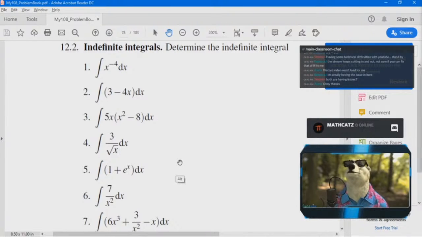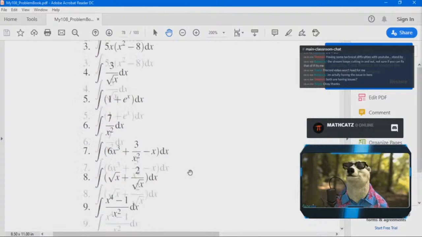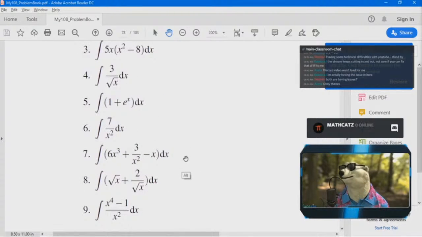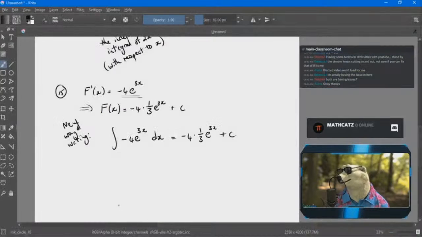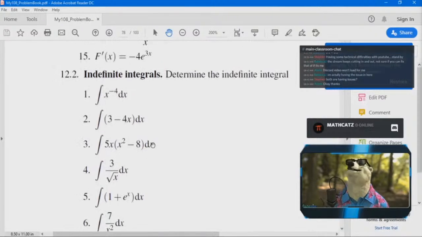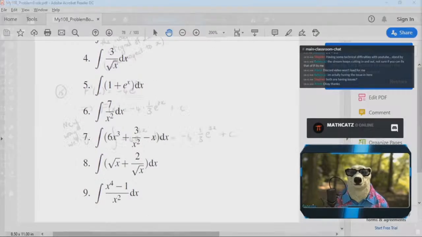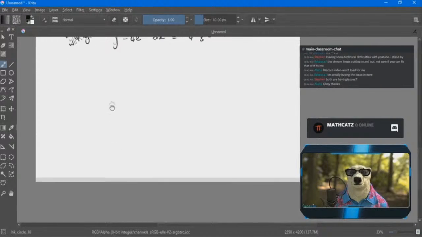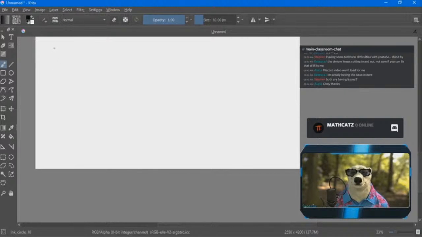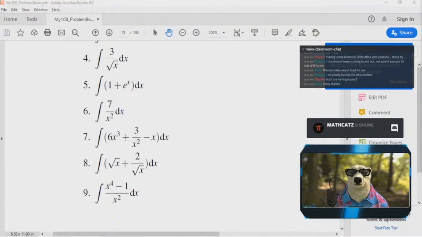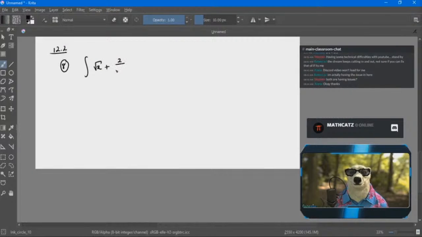So if, for example, are these exactly the same? No, they're not the same. Let's do number 8, for example. Square root of x plus 2 over root x. So, sorry, hold on. 12.2, number 8. I'm looking for the indefinite integral of the square root of x plus, I can't remember, 2 over root x with respect to x.